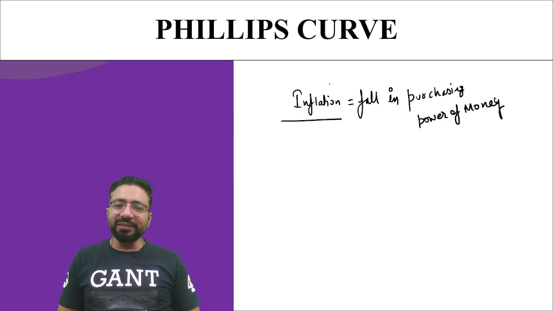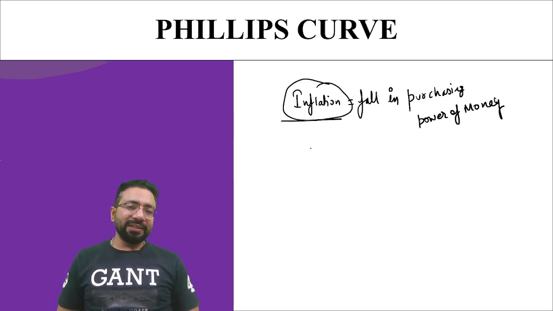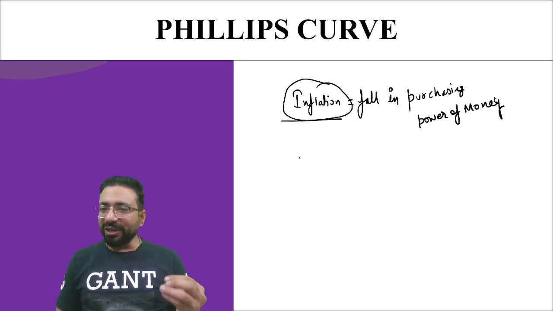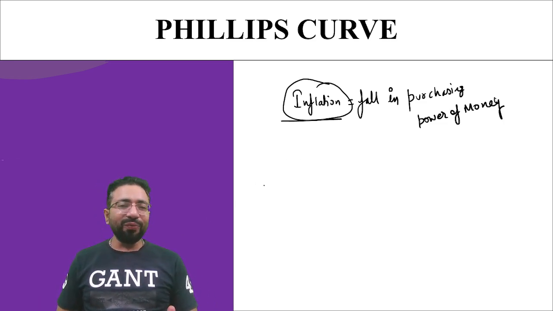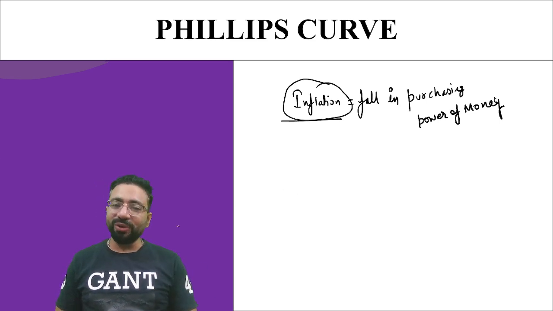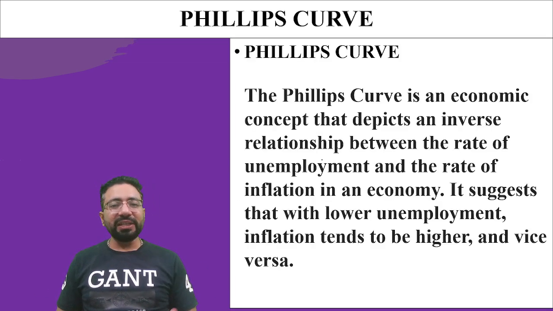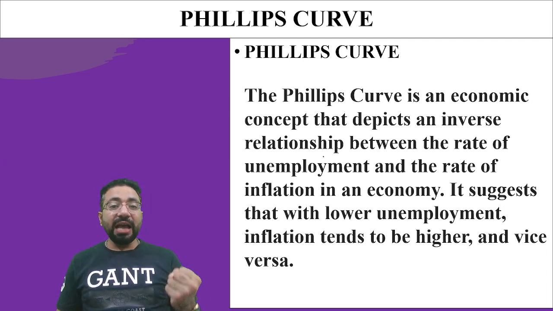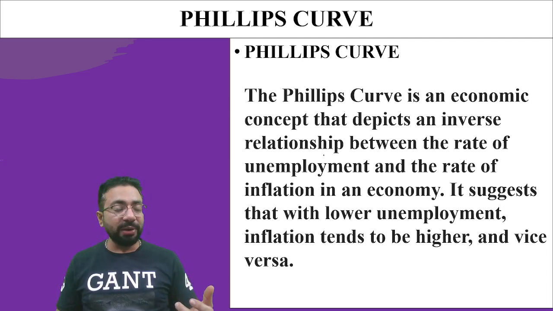So inflation is good or bad. So Phillips has found out that relationship. So we are going to discuss that. So hopefully you are aware about the meaning of inflation now and the meaning of short run and long run. So what is Phillips curve? Phillips curve is an economic concept that depicts, that means represents, an inverse relationship between the rate of unemployment and the rate of inflation in an economy.